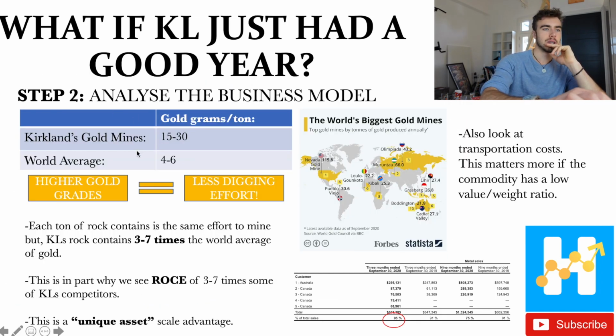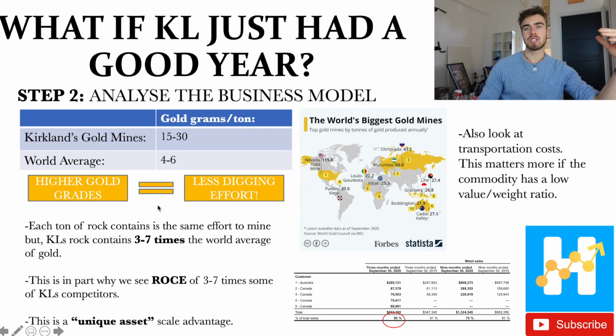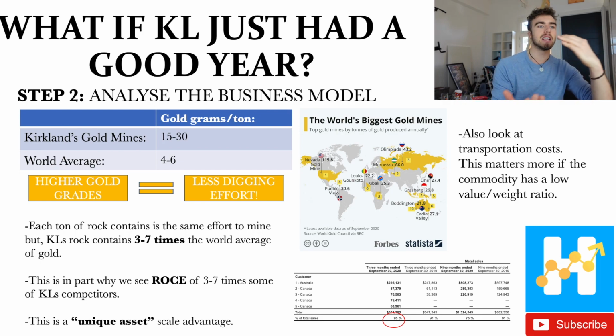So with regards to Kirkland, the reason that we see such high returns on capital employed, such high margins, and very efficient asset turnover, is because they mine really high grades of gold.